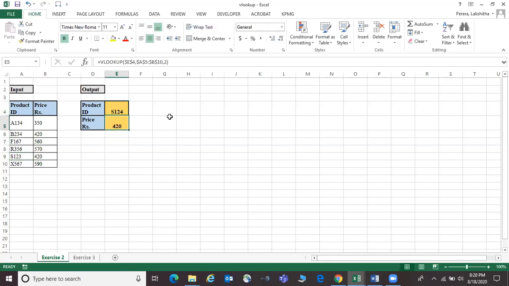If it is exact, go to the VLOOKUP function and put the false at the end, and then type a different number which is not in the table.